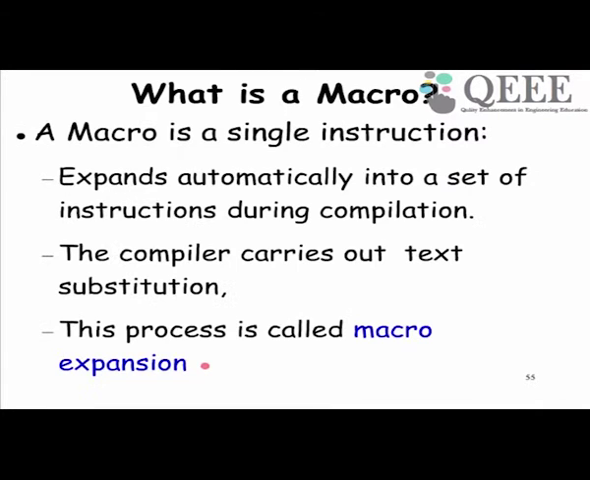Already discussed that. Now let's look at the macro. A macro is a single instruction which expands into a set of instructions during compilation. So basically the compiler performs text substitution. We have a block of code or set of instructions which is given a single name, and that's the macro. Before compilation, the compiler carries out text substitution. Wherever that macro name appears, it places that set of code at those locations. This process is called macro expansion.